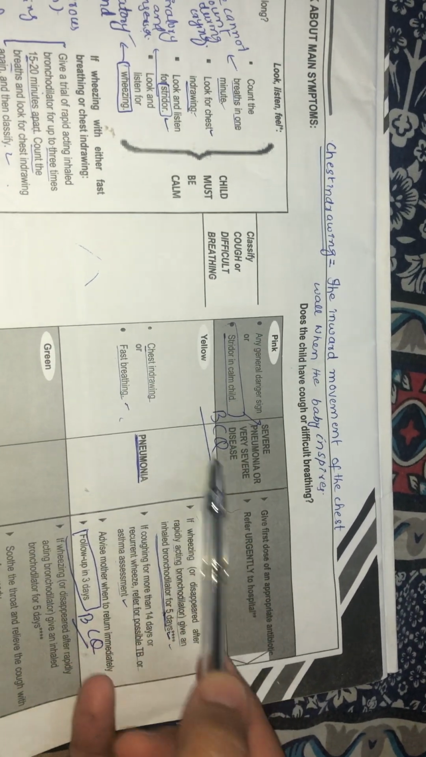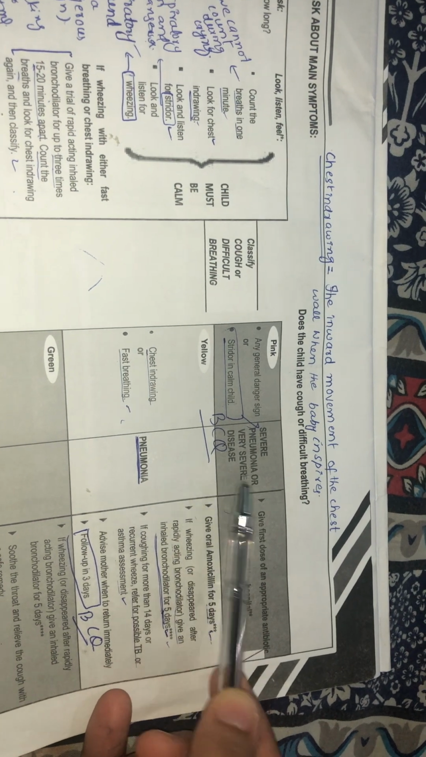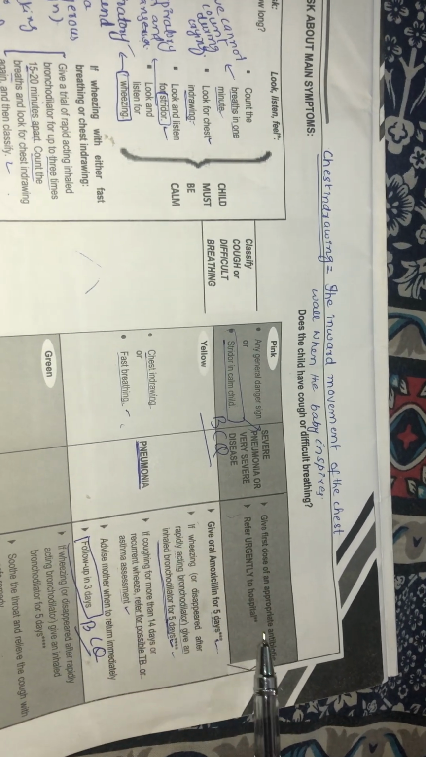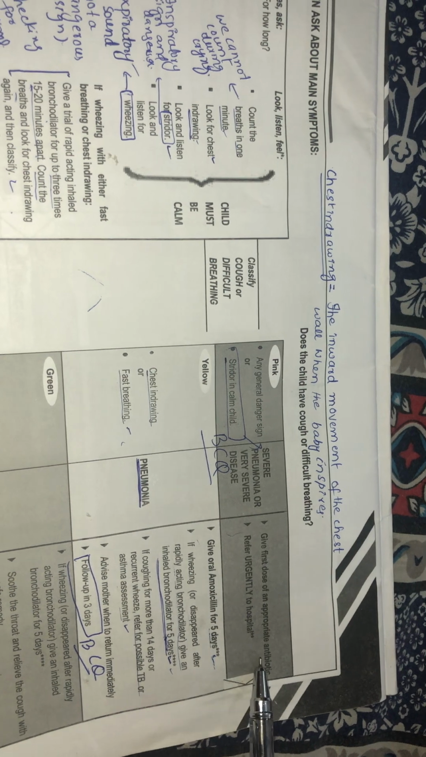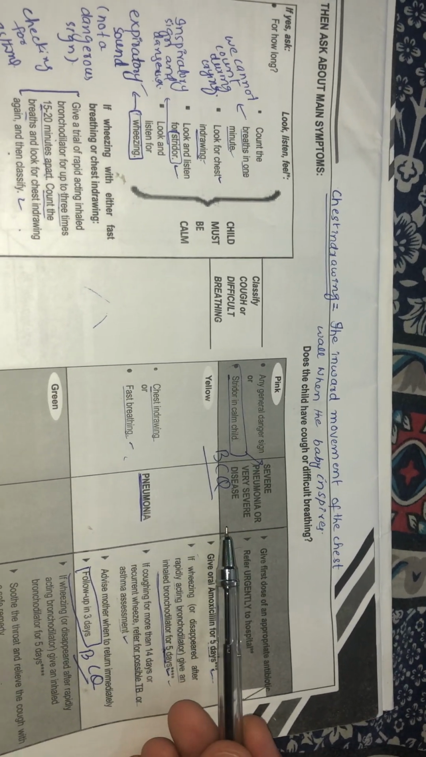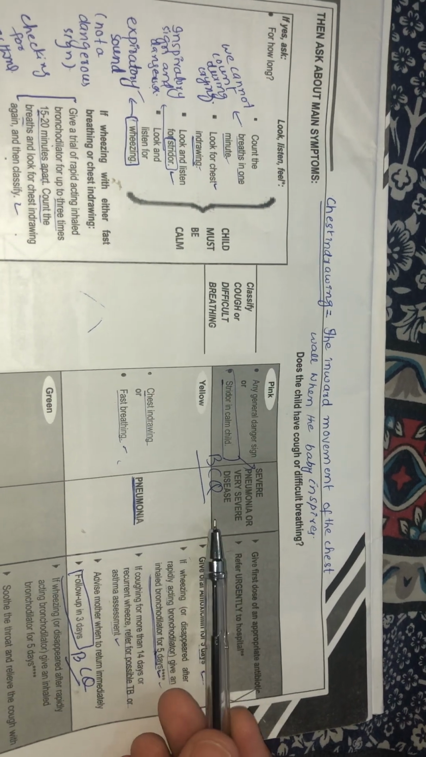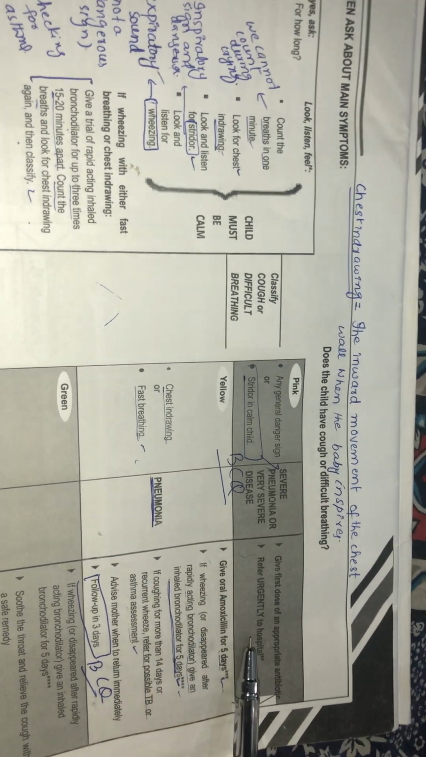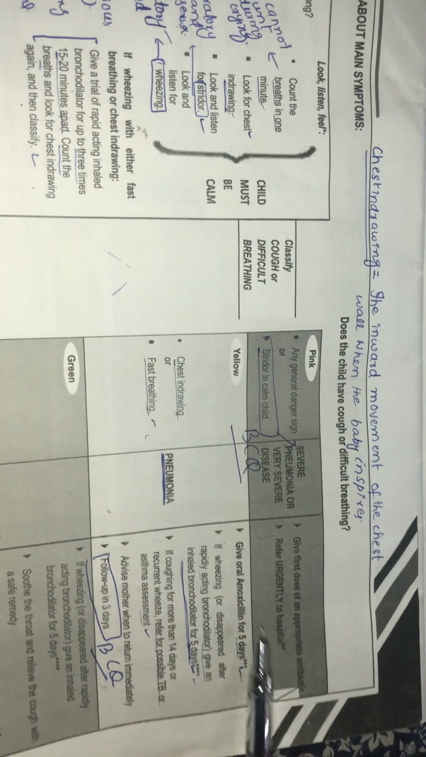Now we have classified the disease, then what are we going to do to treat it? First of all, we give the first dose of an appropriate antibiotic and refer urgently to the hospital, because this is a very dangerous, life-threatening case. We have to deal with that case in a hospital.